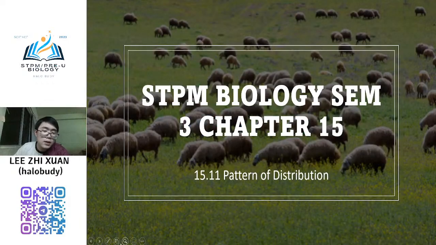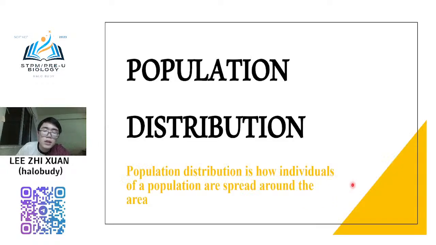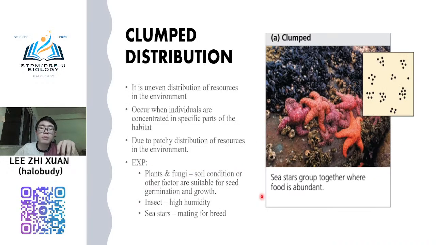Okay, this is the last topic of this chapter, pattern of distribution. Normally this one is just to study the distribution of the population. So there are 3 types of population distribution. It is about how individuals of a population are spread around the area. There are three types of distribution. Some of the organisms are clumped.